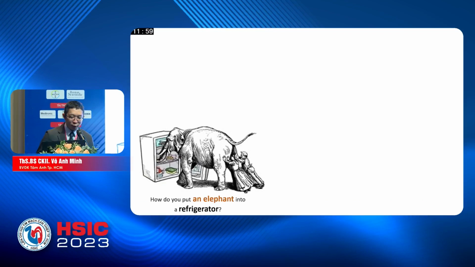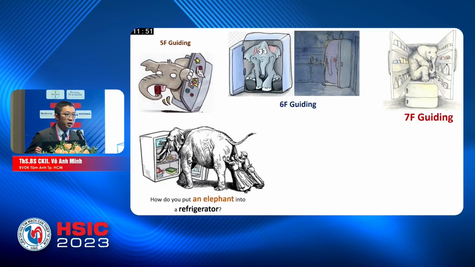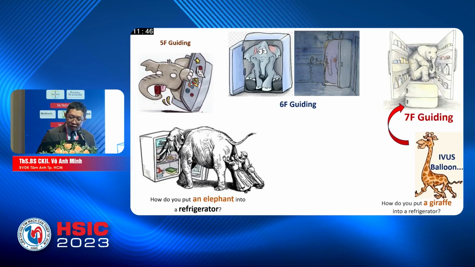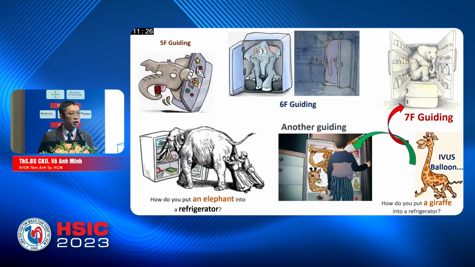But let's come back to the funny story. How can we put the elephant into the refrigerator? We have to open the refrigerator, right? But it depends on how big the refrigerator is. The second, how can we put the giraffe into the refrigerator? We have to pull the elephant out, and then we push the giraffe in. Or another option is we have a bigger refrigerator, or we have another refrigerator.